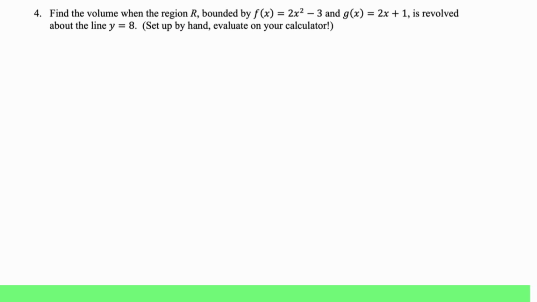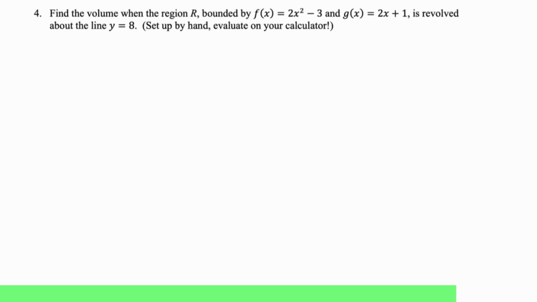We want to find the volume when the region R bounded by f of x equals 2x squared minus 3, that's a quadratic that opens up, and g of x equals 2x plus 1, that's a line. So I'm thinking immediately the quadratic opens up, there's a line, the line must be on top of the quadratic for this to be a region. It is going to be revolved about the line y equals 8. We're going to set up by hand and then evaluate on the calculator.